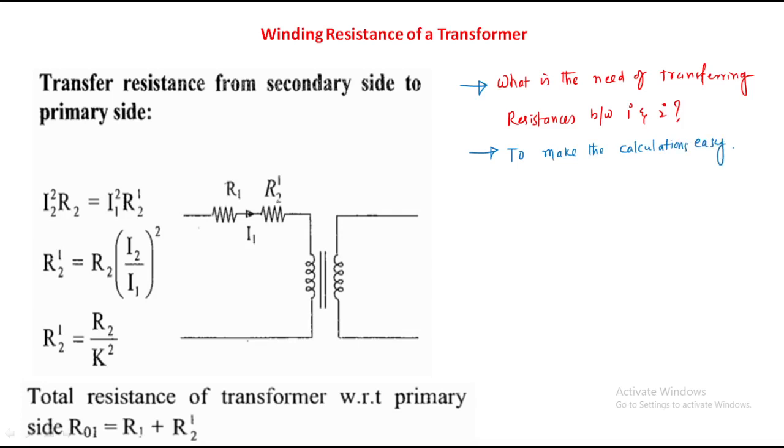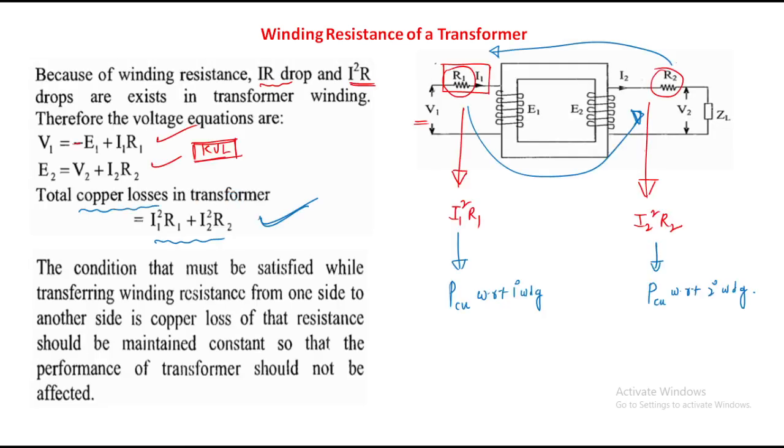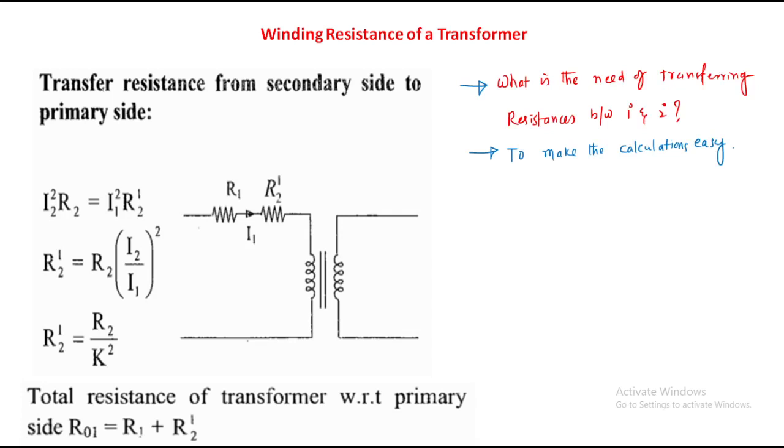Simple. So previously R1 is present in primary winding, R2 is present in secondary winding. So what is the condition here? Transfer resistance from secondary side to primary side. That is, there is no resistance in secondary side. That resistance should be transferred from secondary side to primary side. That's why this should be notated as R2 dash.